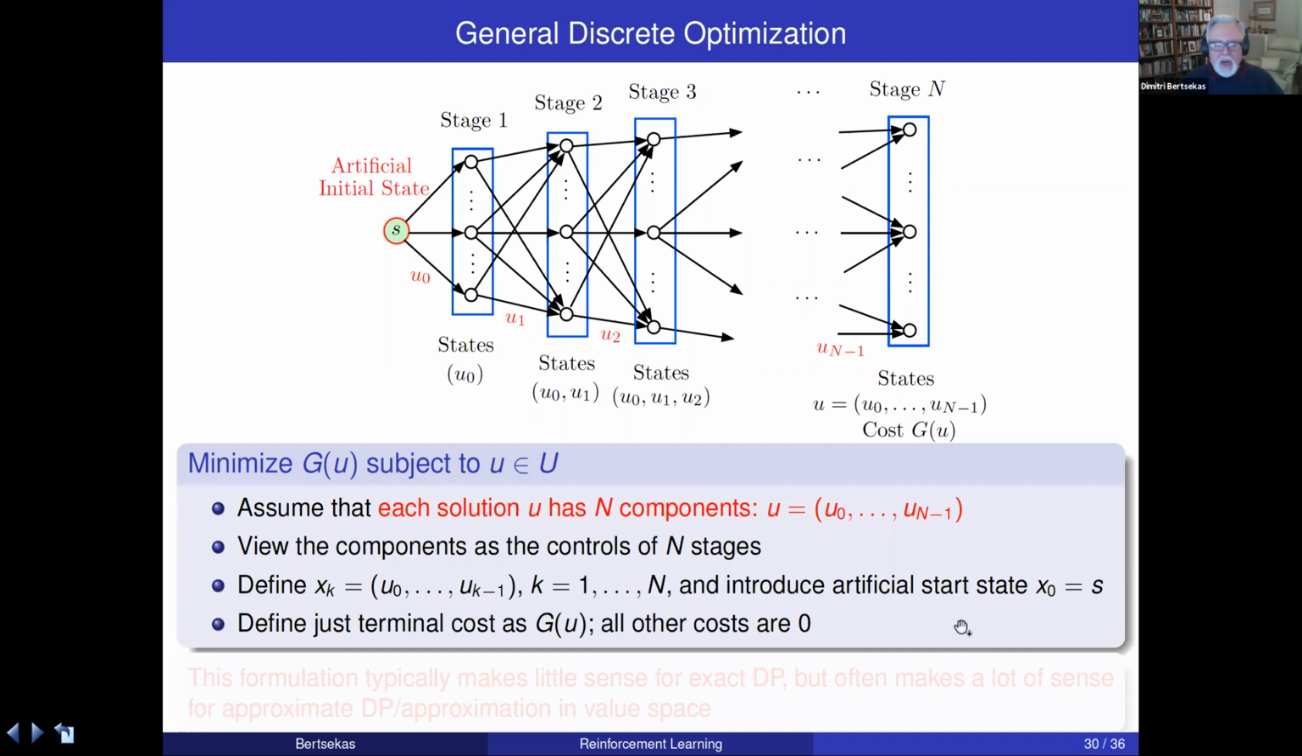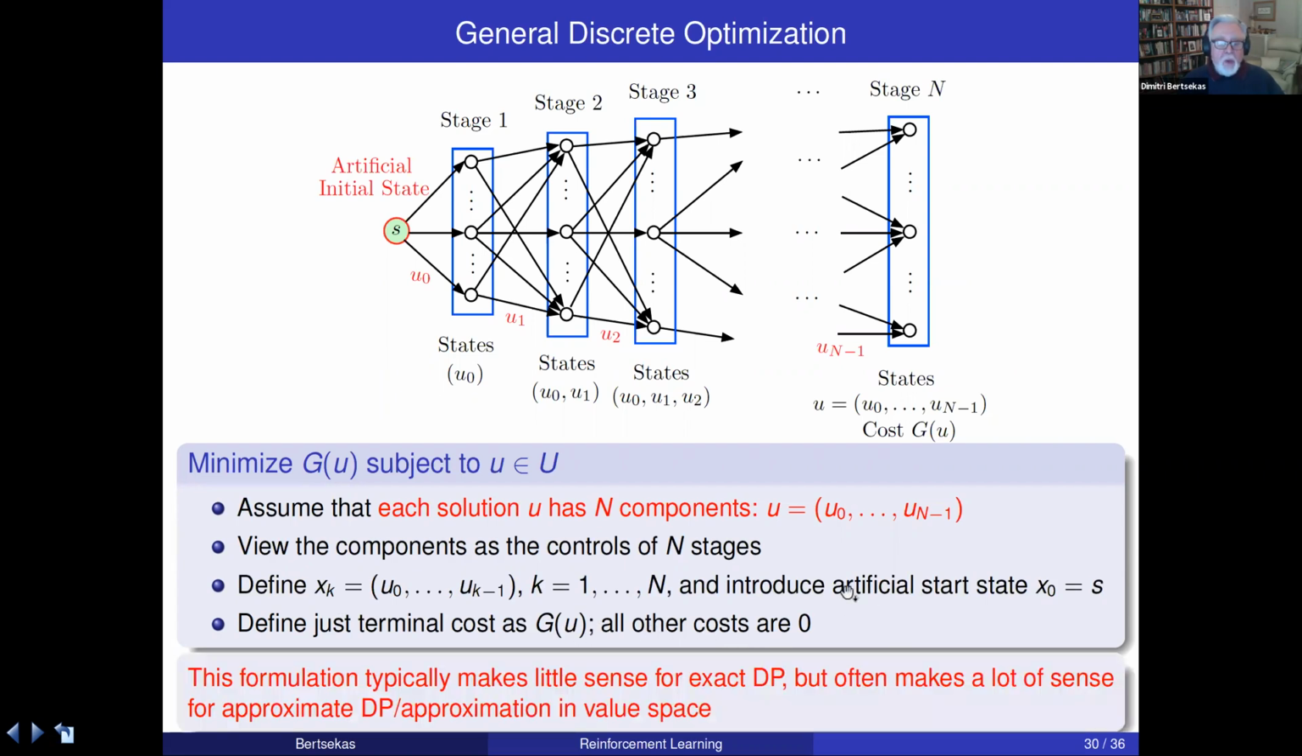So these bullets here describe what I just said. These are the states. The controls are the components of the solution. The terminal cost is g of u, and so on.